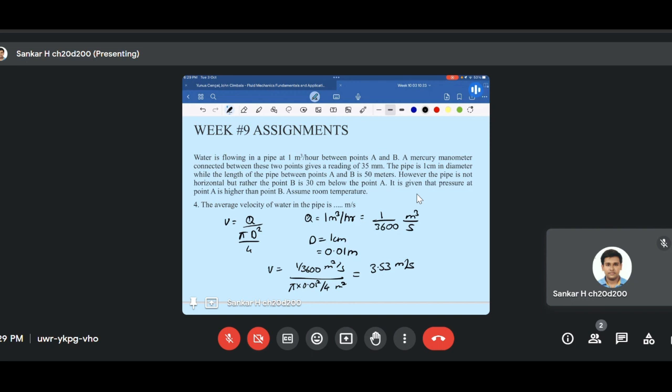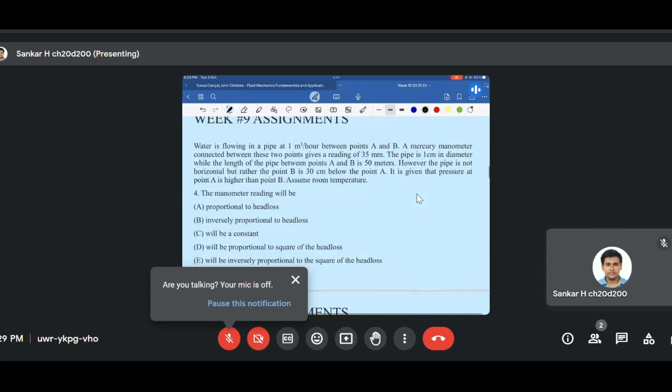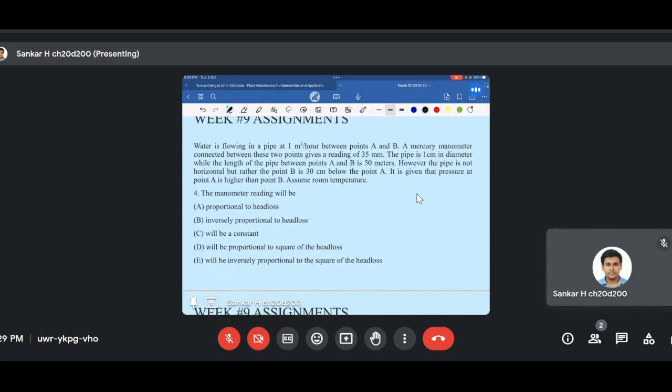Okay, let's move on to question number 5, where it was asked that the manometer reading will be: option A, proportional to head loss; option B, inversely proportional to head loss; option C, a constant; option D, proportional to the square of the head loss; and option E, inversely proportional to the square of the head loss.